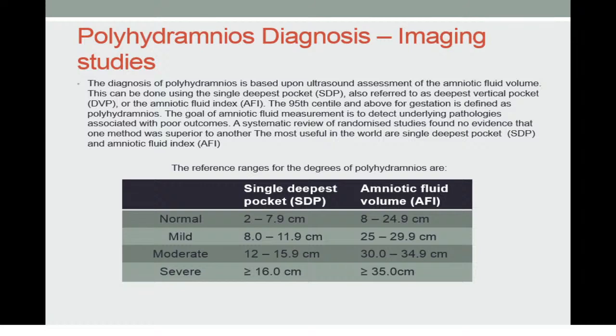So what are imaging studies? Diagnosis of polyhydramnios is based upon ultrasound assessment of the amniotic fluid volume, and in the first part of our lecture we told about three methods of calculating amniotic fluid volume. This can be done using the single deepest pocket measurement. It may also be done with the help of the amniotic fluid index calculation.